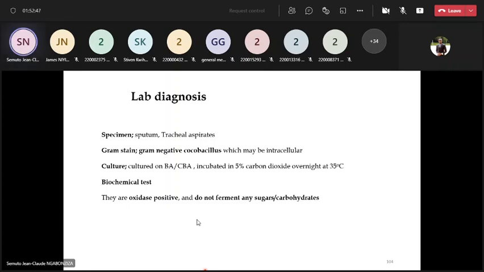Gram stain shows gram negative cocobacilli, which may be intracellular. Culture on blood agar or chocolate agar, you can use 5% CO2. As biochemical reaction, they are oxidase positive and do not ferment any sugar or carbohydrate, and this will quickly differentiate them from Neisseria gonorrhoeae or Neisseria meningitidis, especially as meningitidis ferments both maltose and glucose.